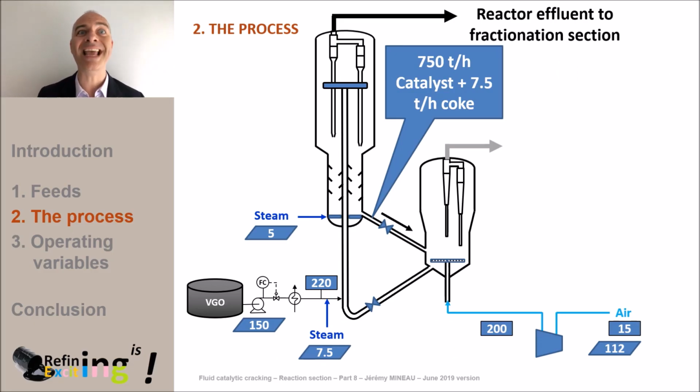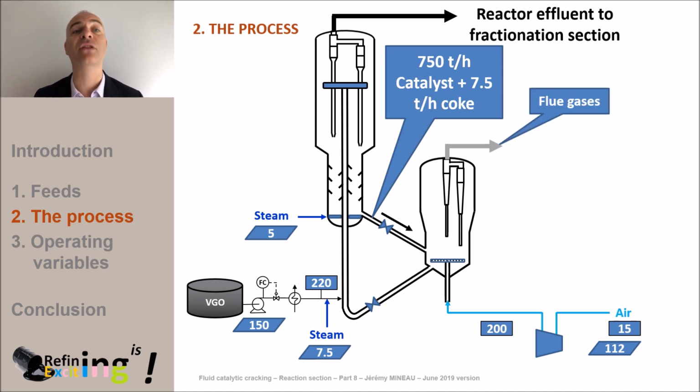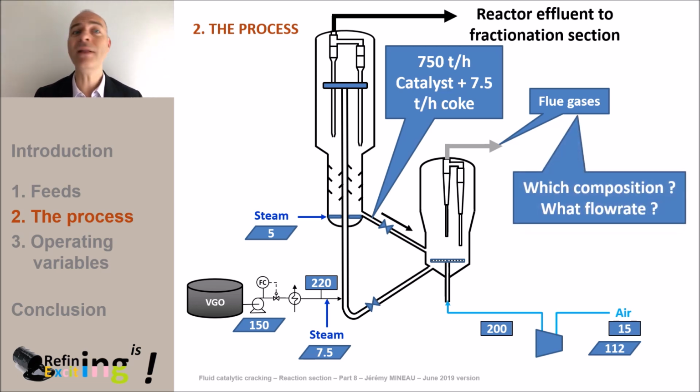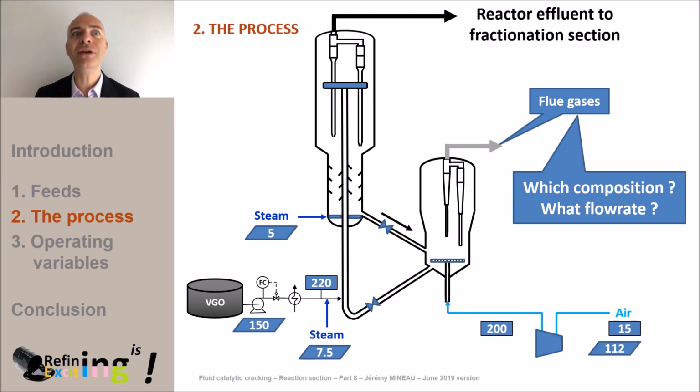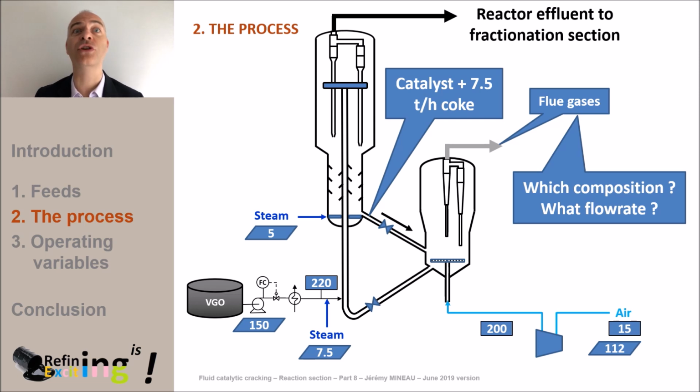Before going into the details of the future of the regenerated catalyst, it is appropriate to speak about the flue gases. But by the way, what are these flue gases made of? And what about the flow rate? We saw that we needed 112 tons per hour of air to burn 7.5 tons per hour of coke. So this flue gas flow is about 112 plus 7.5 equals 119 tons per hour.